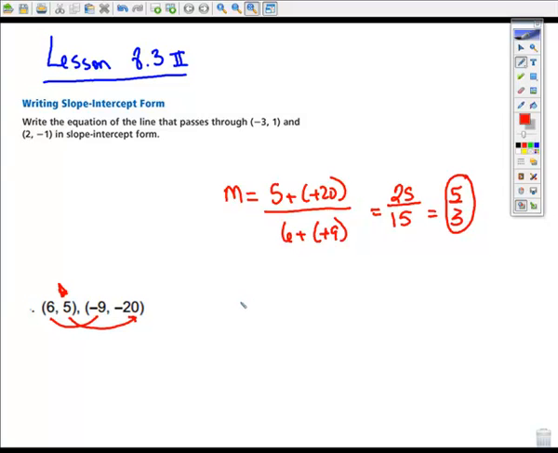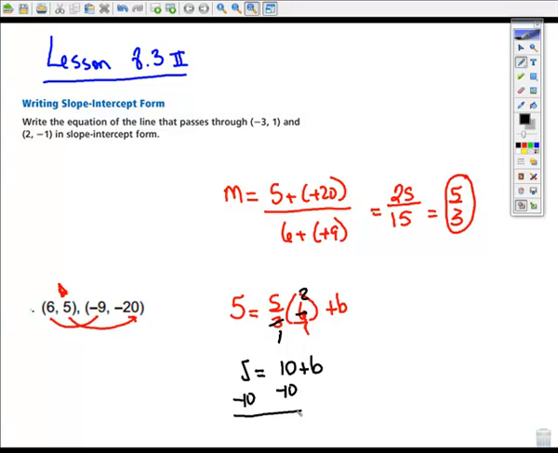So I have y, which is 5, equals m times x, which is 6, plus b. So I can go ahead and put a 1 under here. Don't forget, with fractions you can cross cancel. 3 goes into 3 once, and it goes into 6 twice. So this ends up giving me 5 equals 10 plus b. Subtract the 10, and I get -5 equals b.